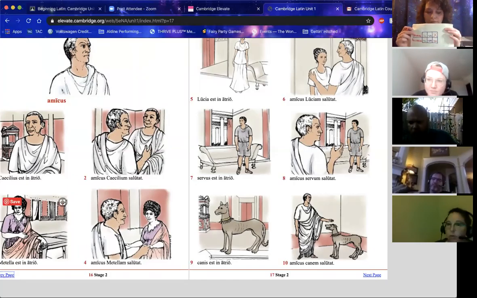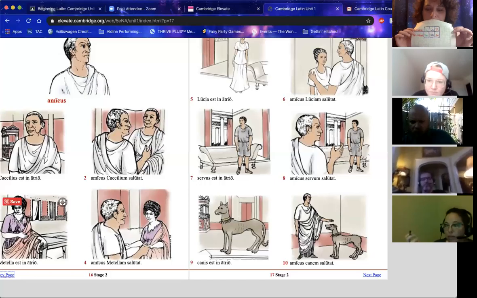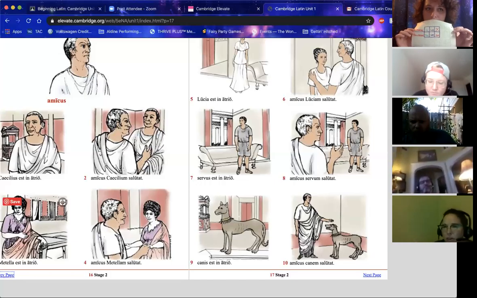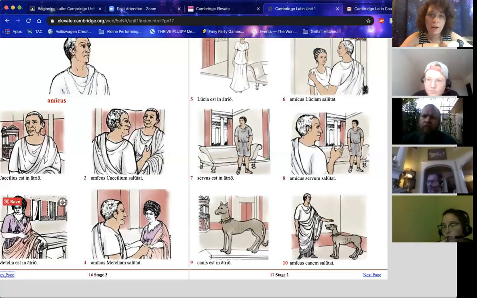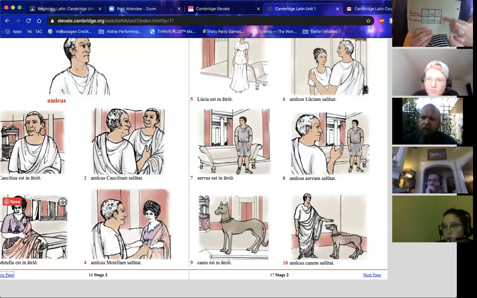So in this case, it's the dog and it's the servant. Is it a living thing that we're talking about here, or could it be an object? It can be anything. Eventually we'll start talking about gender, and a lot of people think that this last category that I put in orange is the neuter gender, and it's not.